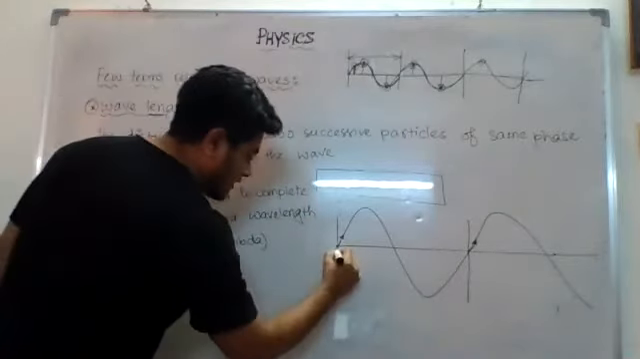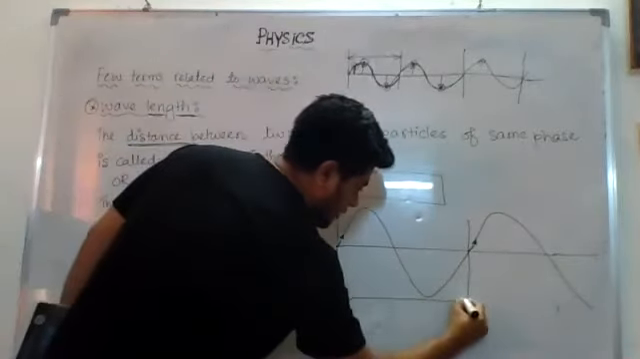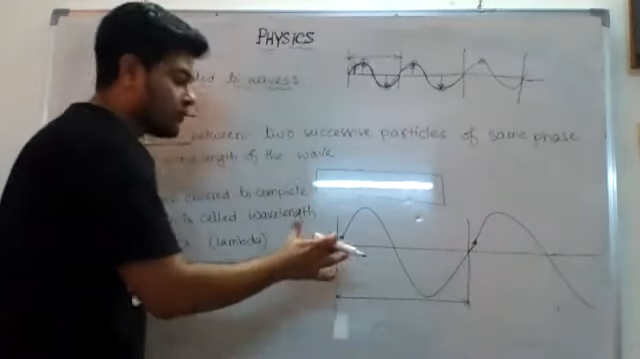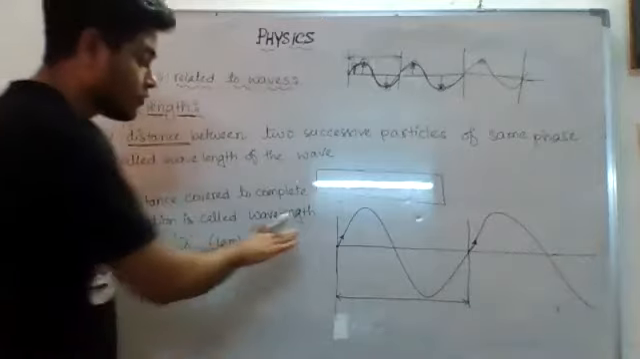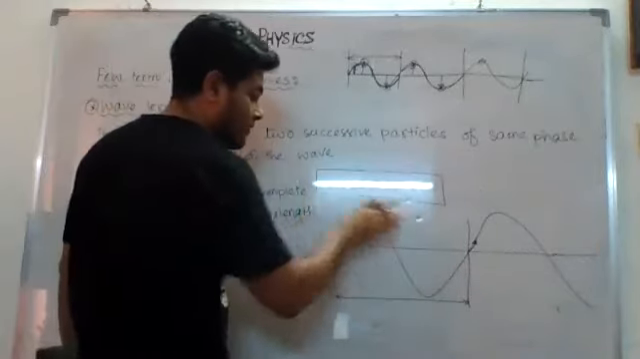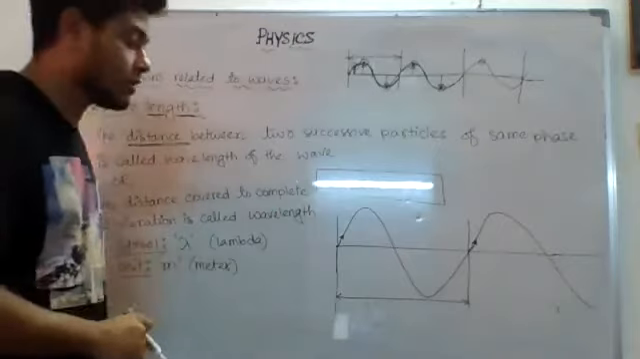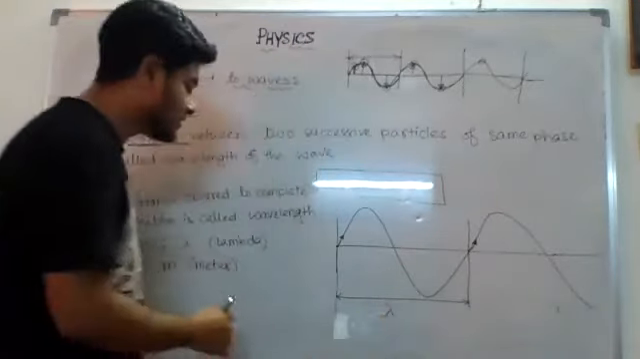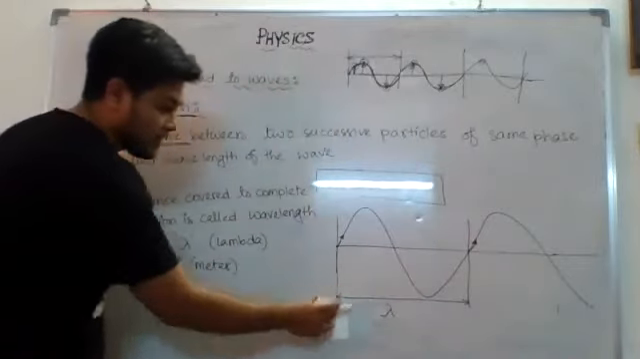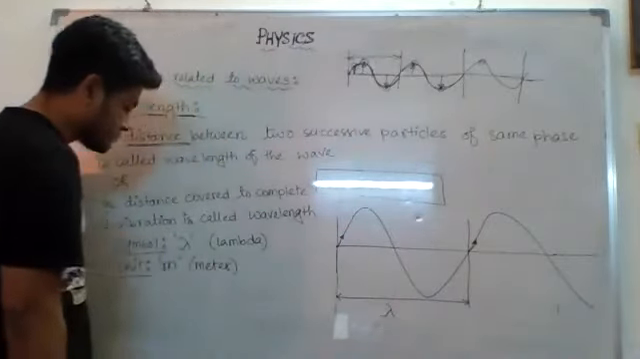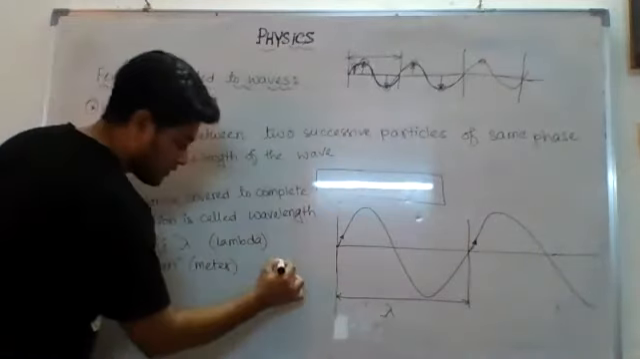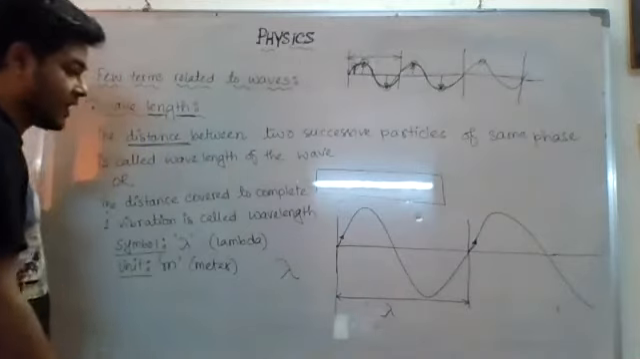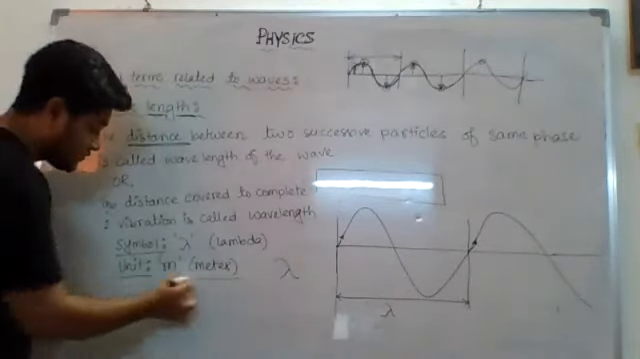So the distance between the points of same phase, see this particle and this particle, both of them are having the same phase, right? Both of them will go up together and both of them will come down together. So the distance between them is called wavelength, and wavelength is expressed by this lambda. Lambda কিভাবে লিখবো, এটা এভাবে একটা দাগ দিয়ে এভাবে একটা টান দেব। So this is lambda, and as this is a distance, the unit is meter.